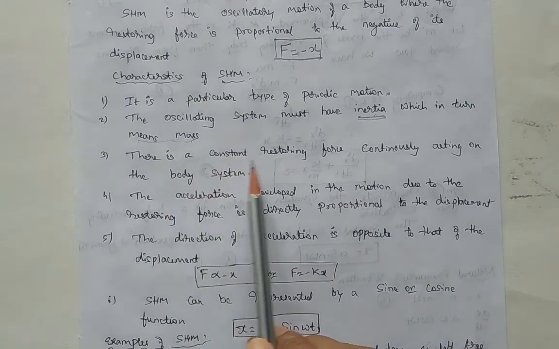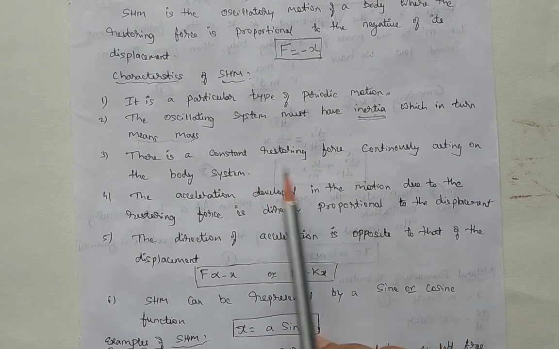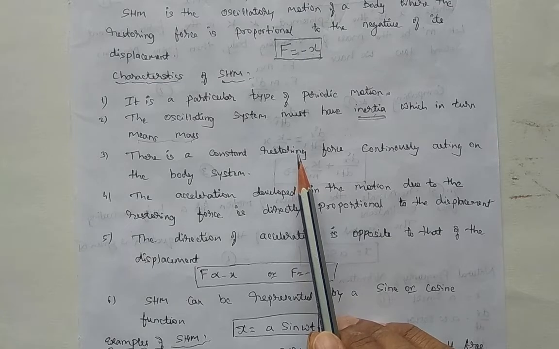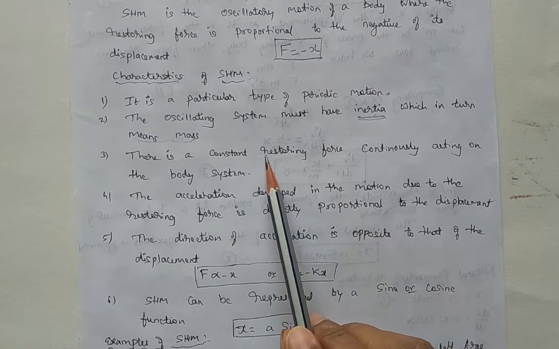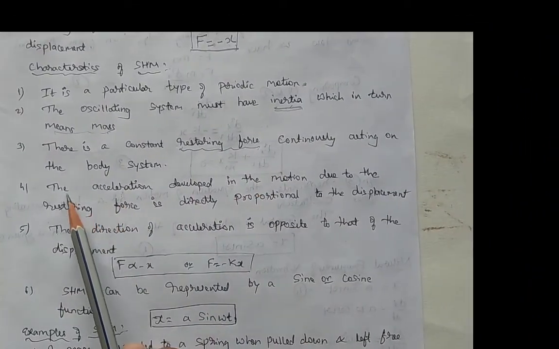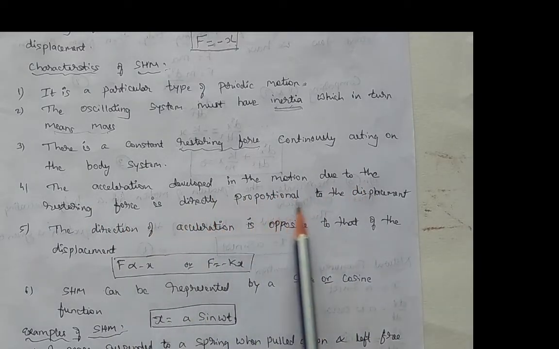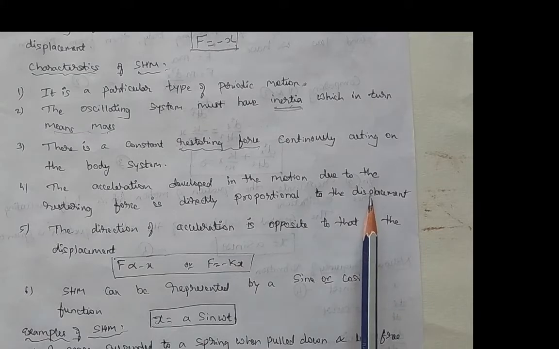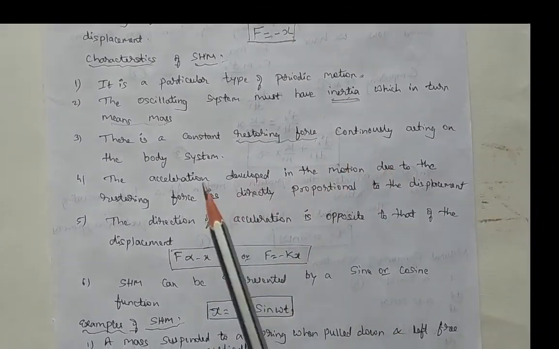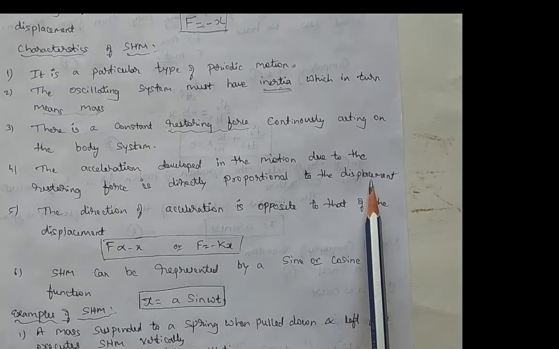Third one is, there is a constant restoring force continuously acting on the body. As I said in the simple pendulum case, whenever the body is moving away, a restoring force is always there. In simple harmonic motion also, the restoring force always exists. The fourth one is, the acceleration developed in the motion due to the restoring force is directly proportional to the displacement.